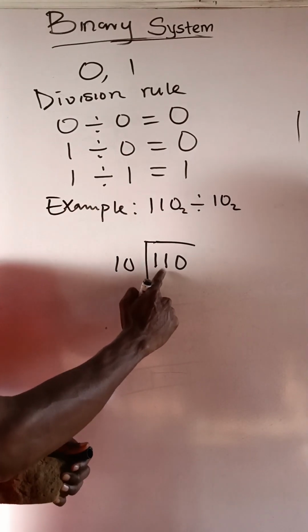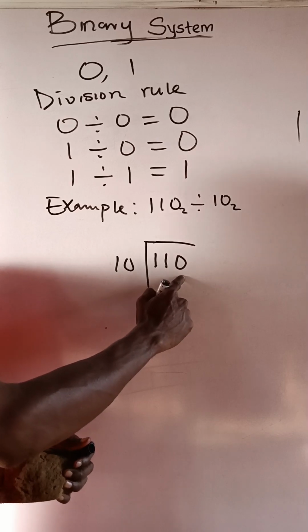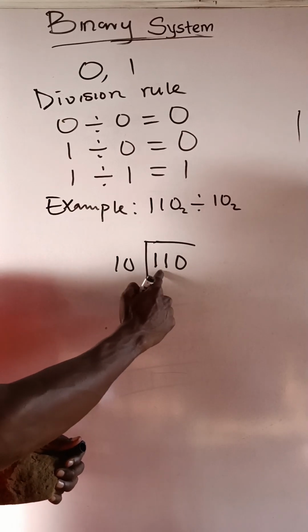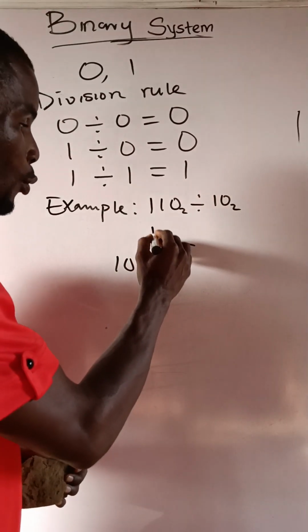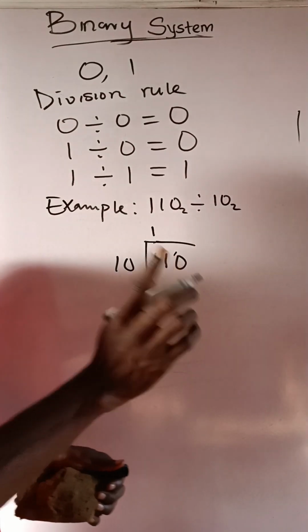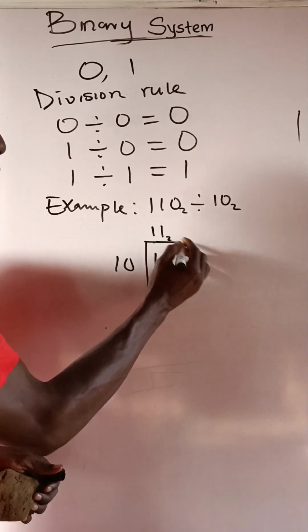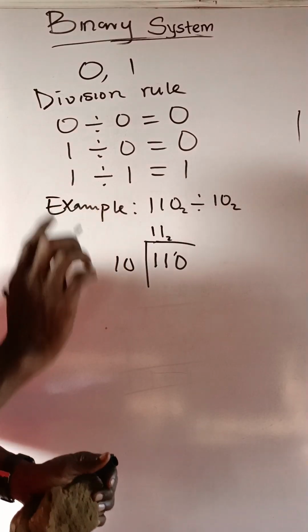So how many 10 can you see in 11 or in 110? 110 is too much. In 11, you will see 1. Remember 1, so bring the 1 here. How many 10 can you see in 10? You will see 1. So this is our answer. Our answer is 11 base 2.